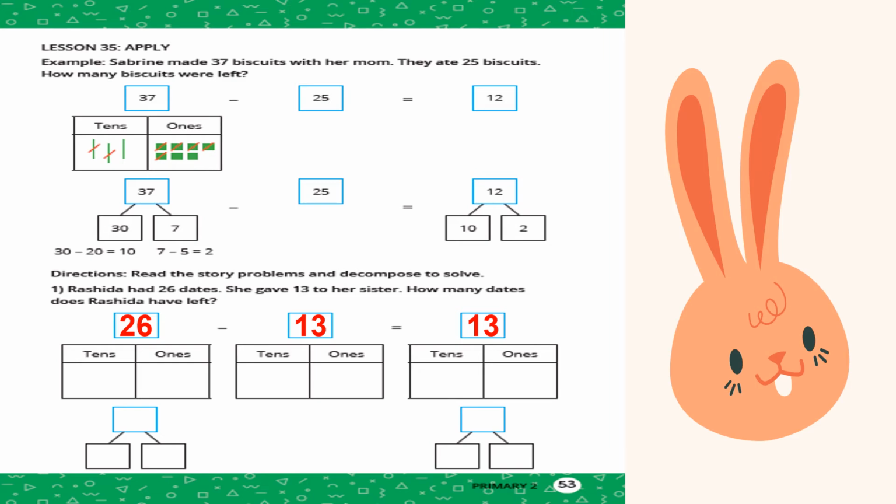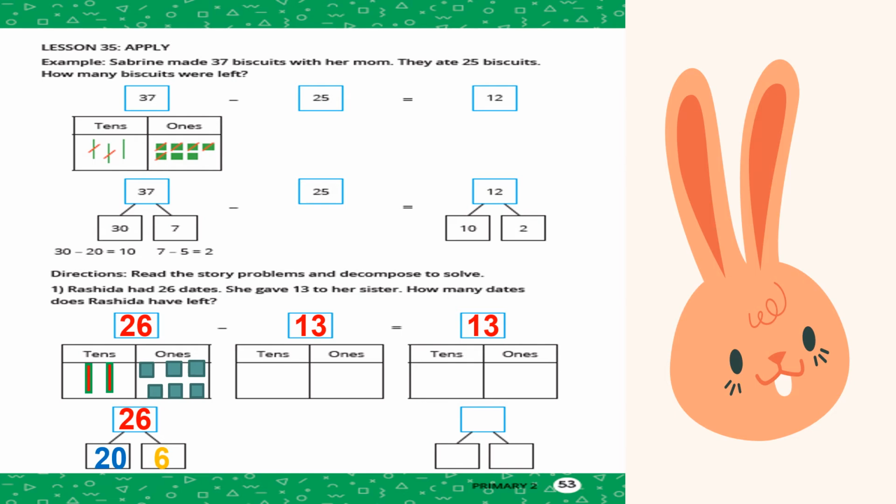26. How many sticks do we have here? 2 sticks. How many small squares? 6 small squares. Let's decompose 26. 20 plus 6.